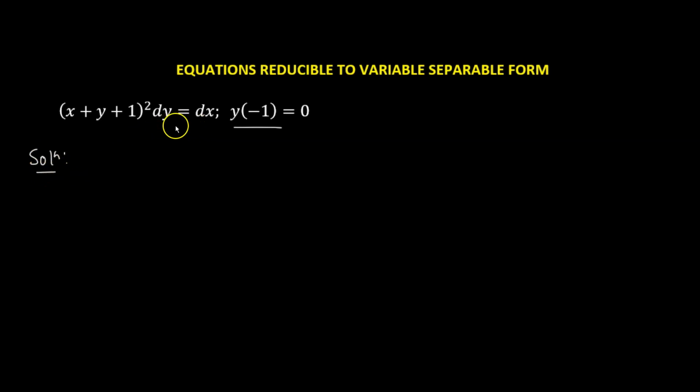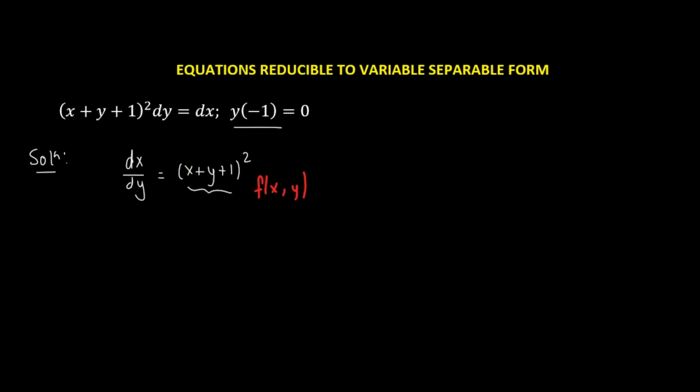So we will divide both sides by dy. That gives us dx over dy equals (x + y + 1) squared. Now clearly the term on the right hand side is a function of x and y. So that means we cannot separate it by using the method of variable separation.